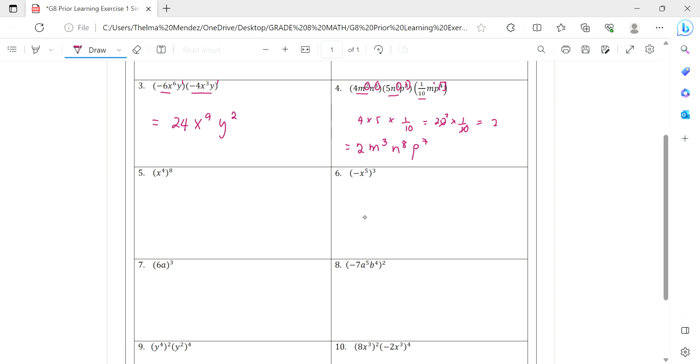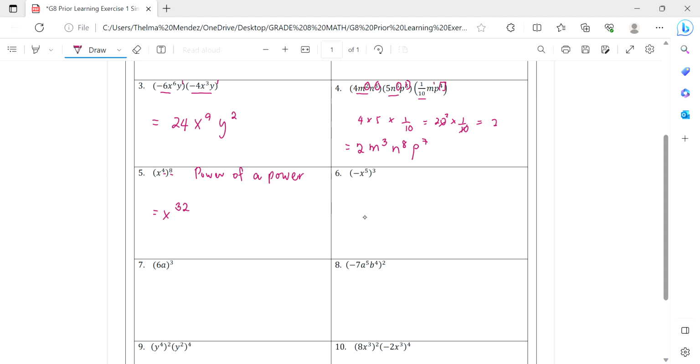Okay, for number 5, this is different. We are not multiplying powers. We are raising a power to a power, or power of a power. So this has a different rule. So we copy the base and then we multiply the powers. This is only when we are raising a power to a power. So x to the power of 4 to the power of 8. So we multiply 4 times 8, 32.